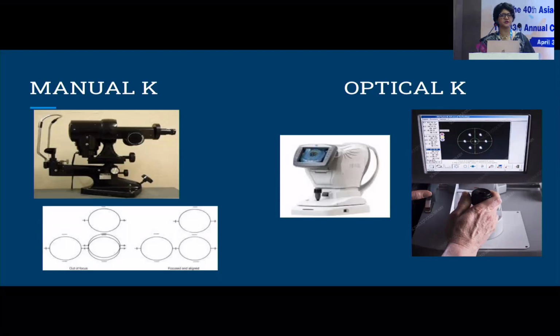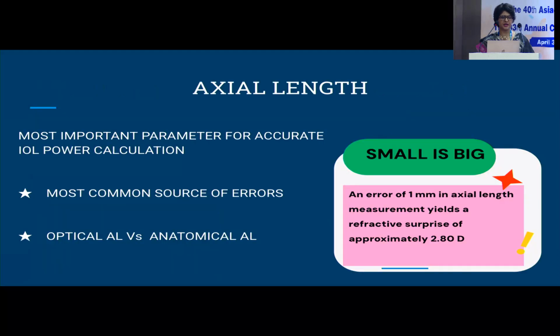But the optical K is now integrated with the IOL Master and all these machines, so it is fast, reliable, and quick. So oftentimes we are going for the optical K now. The axial length is the most important parameter for an accurate IOL power calculation, and it is also the most common source of errors. A small error can lead to a much larger effect in the refractive outcome. So it's very important to focus on the axial length measurement and to make sure that you are taking the optical and not the anatomical axial length.